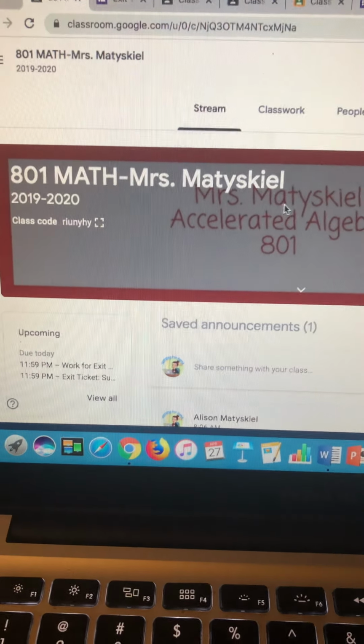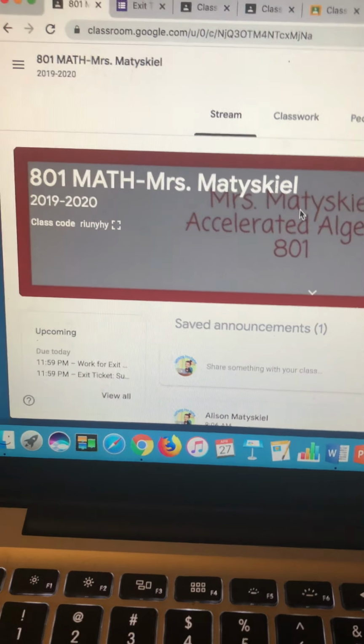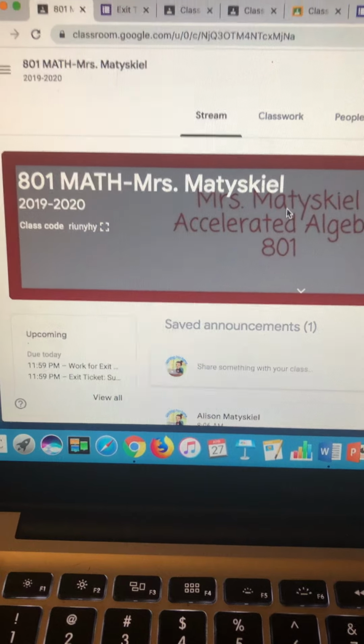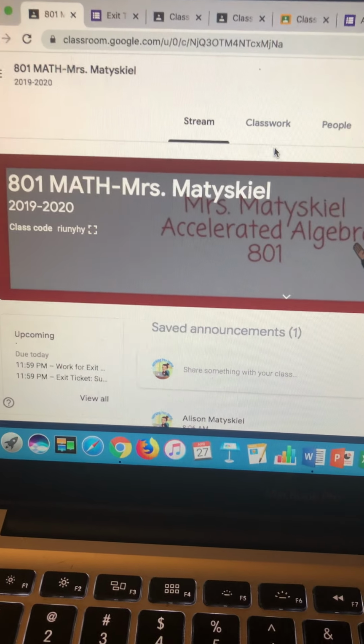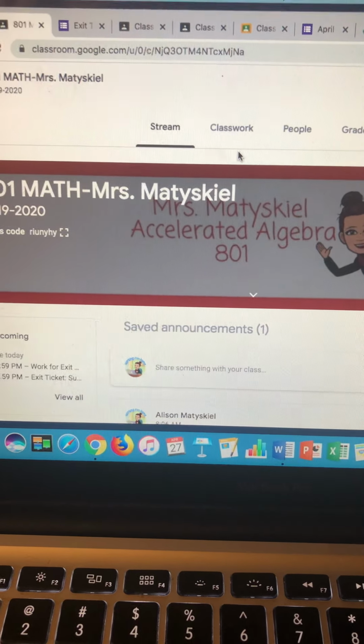Today is April 28th. We are continuing with solving systems using the substitution method. Today we're going to be exploring when we're given a system and both equations are in standard form.